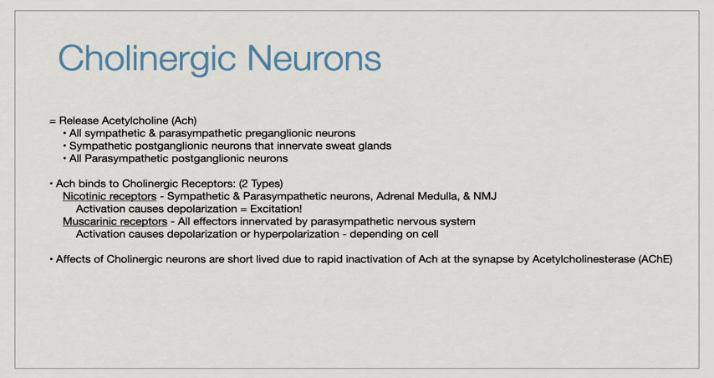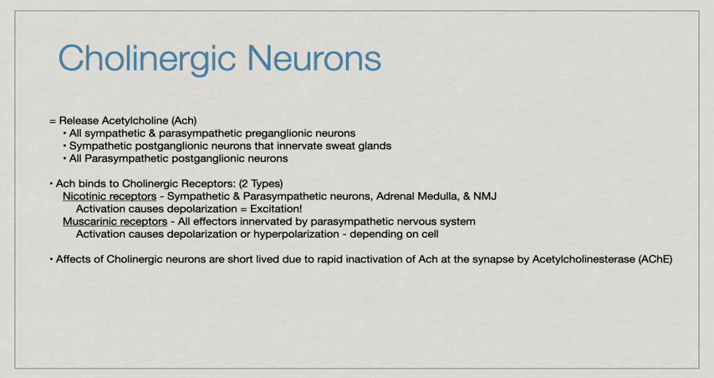When acetylcholine binds to a nicotinic receptor, it causes depolarization and excitation of that tissue, which is how we get increased effects in those organs from our sympathetic and parasympathetic neurons, and the excitation of muscle tissue at the neuromuscular junction.